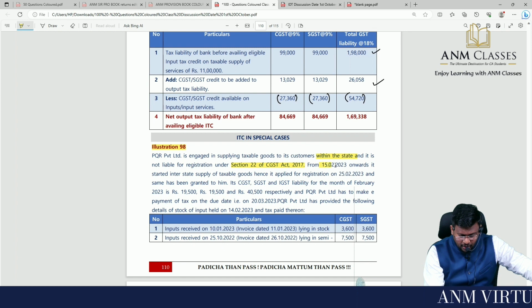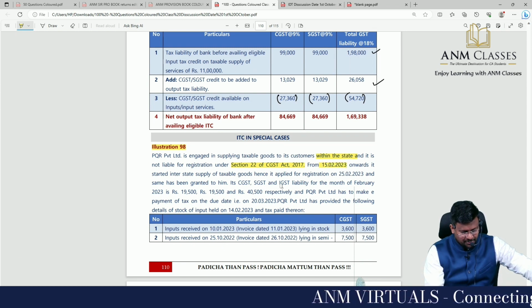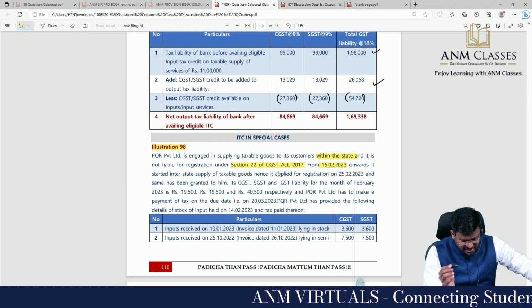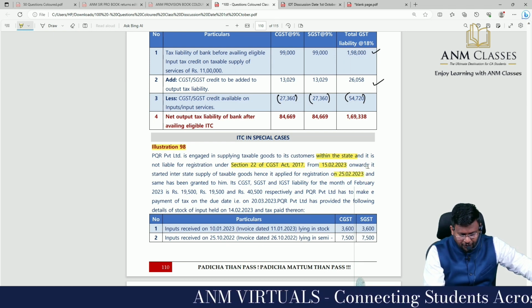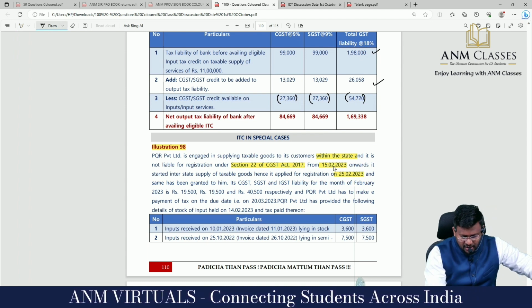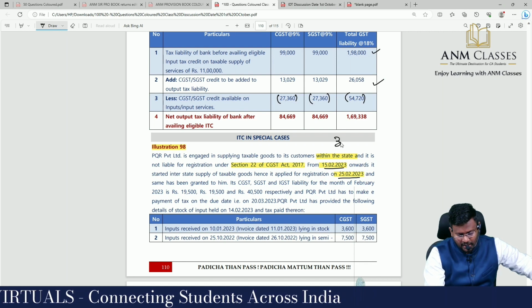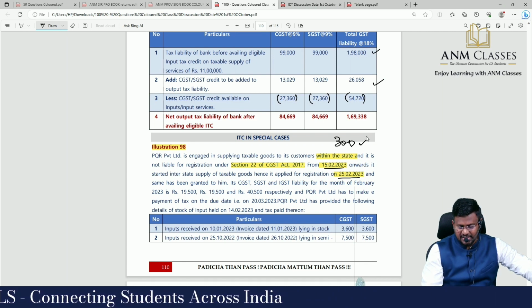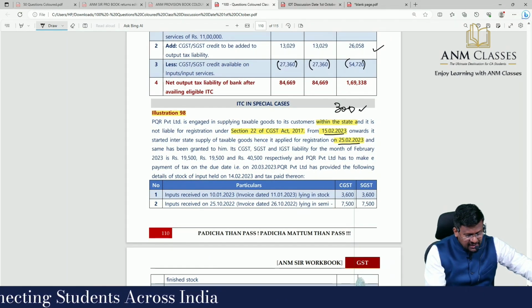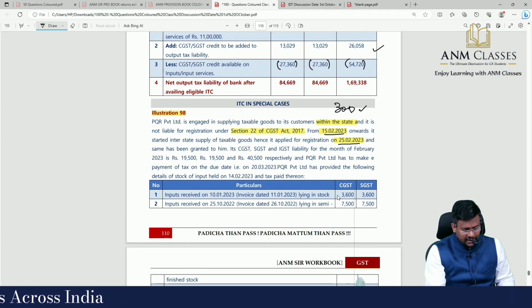From 15 February 2023 onwards, it started interstate supply of taxable goods. Hence, it applied for registration on 25/12/2023. When did they start? 15th. When did they apply? That means within 30 days the assessee is a good boy, and registration has been granted to him, so they can enjoy the benefit of section 18 subsection 1 clause A.